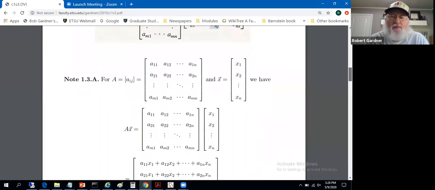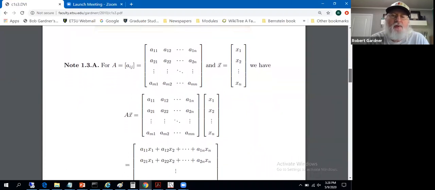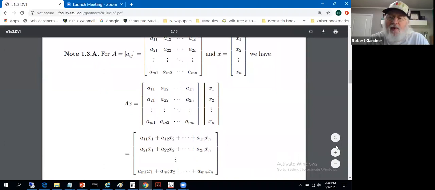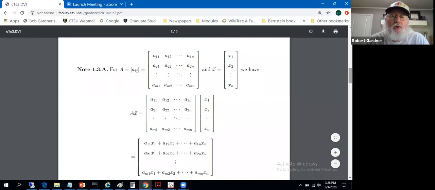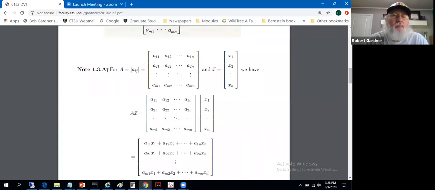We'll illustrate this with some straight up products shortly, but I want to make a very, very important observation. It's going to play a huge role in what we do in the future. Note 1.3.a, remember that. We'll refer to note 1.3.a quite a bit in future computations. Suppose we take matrix A to be an m by n matrix as given here. And suppose we consider a vector x with entries x1 through x sub n. So it's a column vector in Rn. We could also interpret it as an n by 1 matrix.